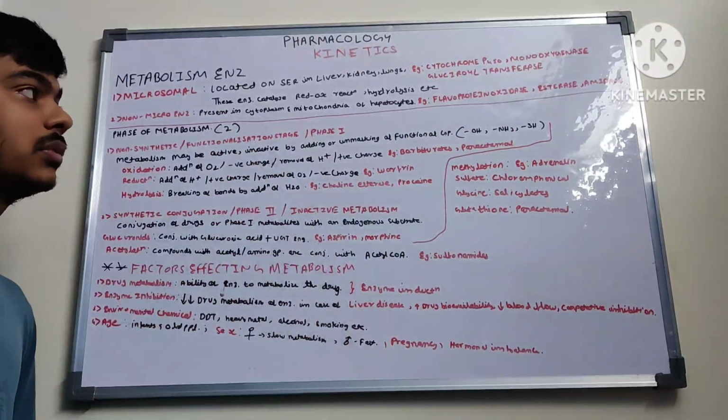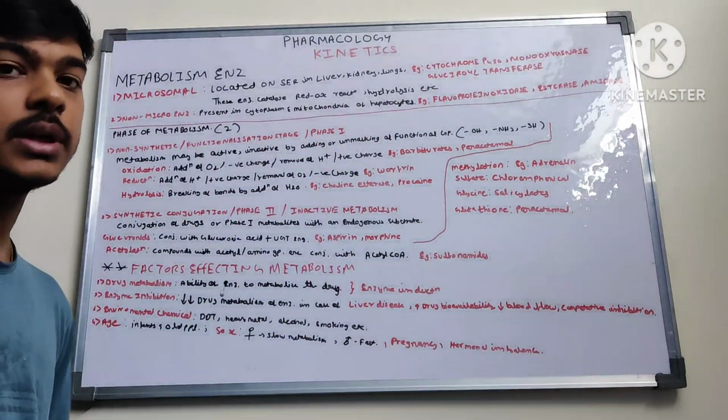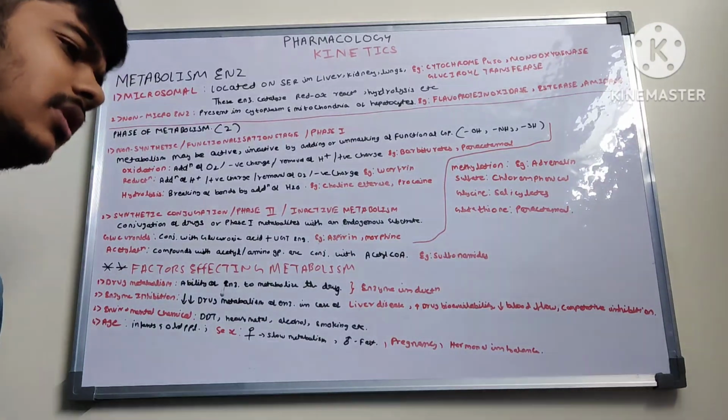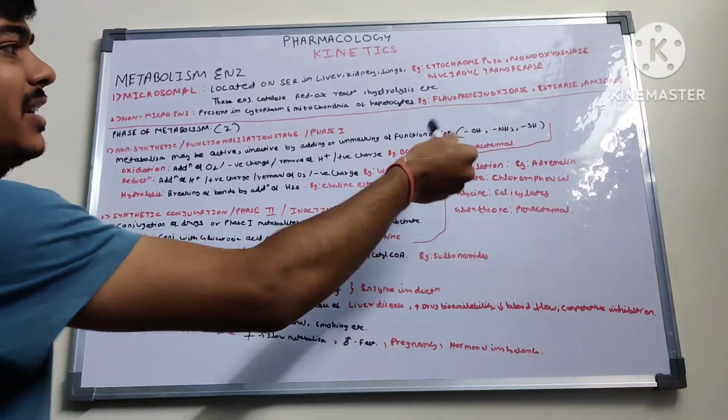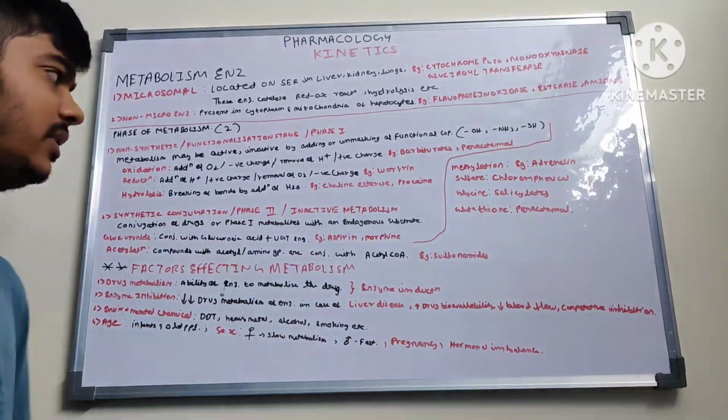Next is non-microsomal enzymes. They are present in the cytoplasm and mitochondria of hepatocytes, or the liver cells. Examples over here are esterase, amidase, flavoprotein oxidase, and various other enzymes.